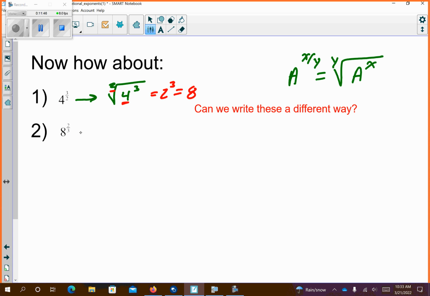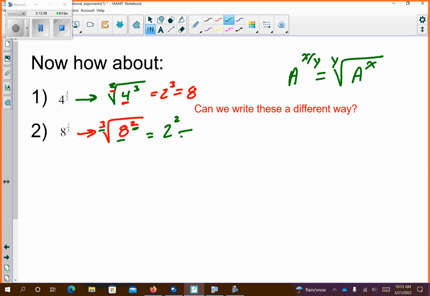All right, so 8 to the 2/3. That is the same thing as the 3rd root of 8 squared. Friends, what is the 3rd root of 8? What times what gives me 8? 2. And I square 2 because of this square. That gives me 4.